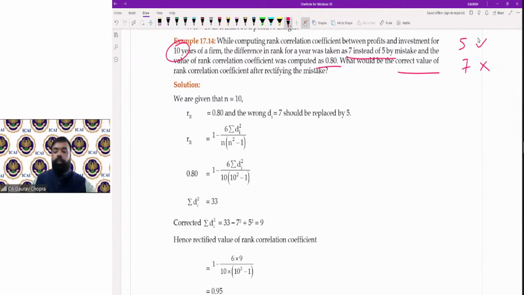Always first step यहाँ पे क्या होगा? जो भी values given हैं, put that values in the formula first. इन values को आप पहले formula में substitute करेंगे and find out the value of sigma d square. वहां से आपका sigma d square निकलेगा. After that, make the correction in sigma d square. Okay. So come on, everybody. You can do this.